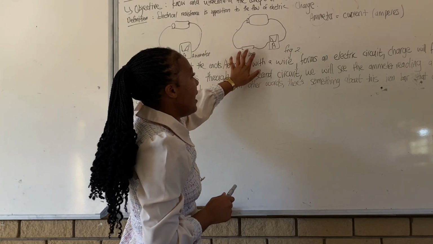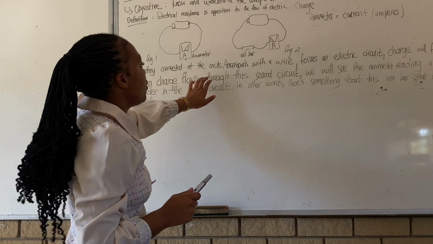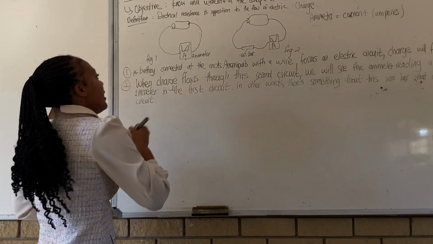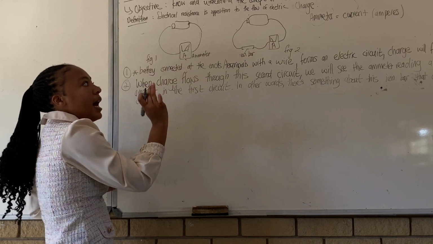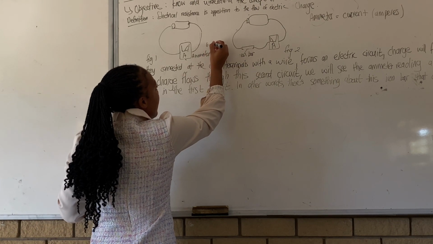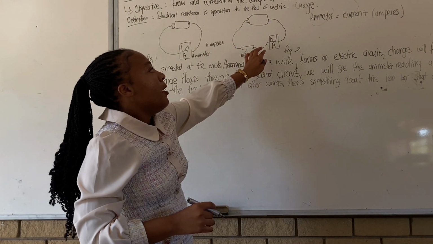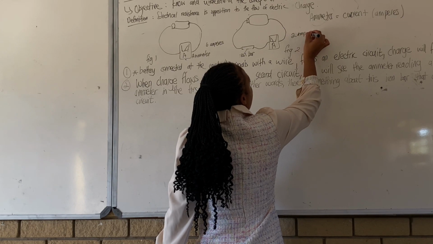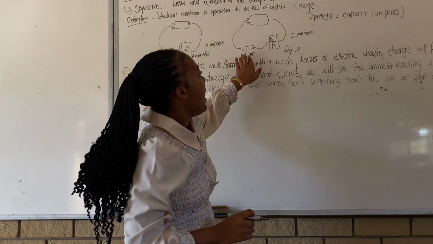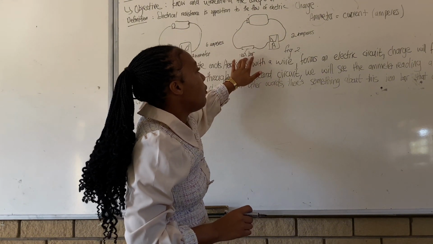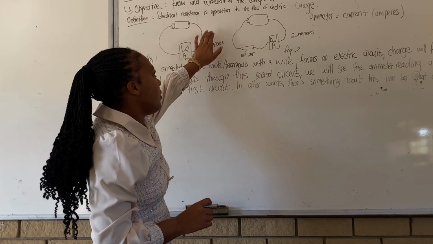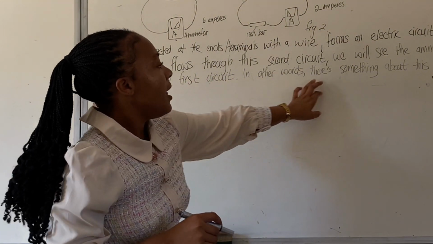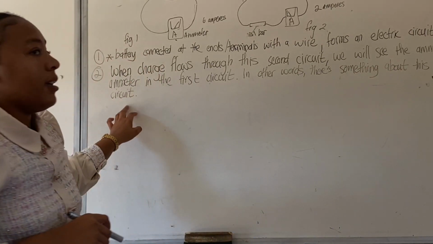This is exactly the same, just in this case, an iron bar is introduced. When charge flows through this second circuit, we will see the ammeter reading a smaller current than the ammeter in the first circuit. Let's say, for instance, the ammeter in figure one indicated 6 amperes. The ammeter in the second figure will be less, for example, 2 amperes. So that's what I'm saying: the iron bar that is introduced into the circuit will act as a resistor. In other words, there is something about this iron that decreases the current in the circuit. Are we all together?